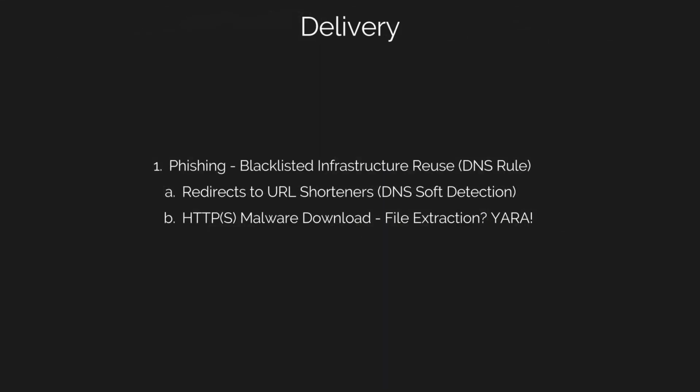So for delivery, we would do a lot of, like I mentioned, just managing known infrastructure associated with these guys. DNS rules are really helpful there. Soft detections for the URL shortening services, and then malware being downloaded. This is where I really loved using Yara. It allowed us to catch similarities in files and malware being downloaded that isn't always as easy as just blacklisting a hash.